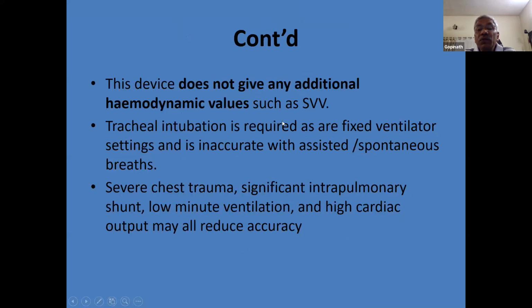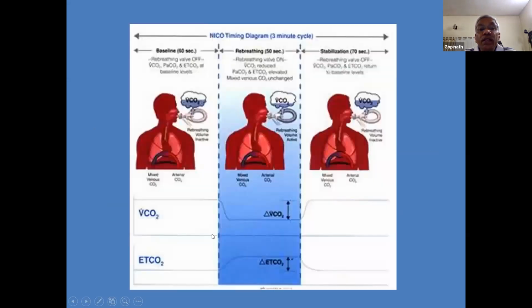So the problem is it gives you only cardiac output. There are no other additional hemodynamic values that you can derive. And obviously for rebreathing to happen, you need to intubate the patient with fixed ventilator settings. If the patient breathes in between, it becomes inaccurate. Other problems like trauma to the chest, shunting, or low minute ventilation and high cardiac output may also reduce the accuracy. But in a critically ill patient on a ventilator, this is quite a useful way instead of introducing a PA catheter, or where there are contraindications for using a PA catheter.